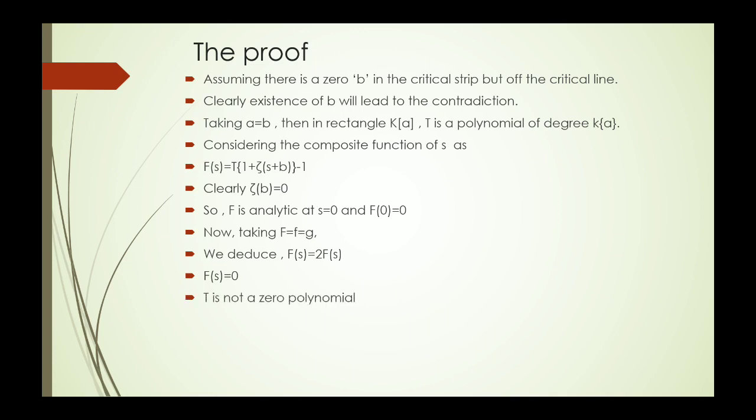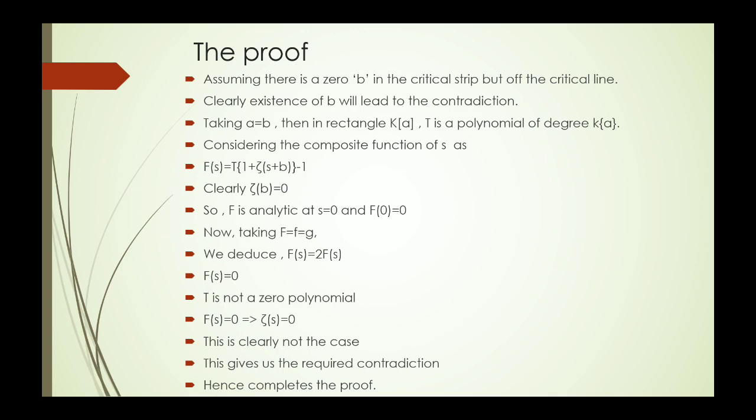Moving on, now he next deduced that T is obviously not a zero polynomial, so it is invertible in the field of meromorphic functions. Now, this particular expression that f of s equals 0 gives us the identity that the zeta of s is also equal to 0, but this is clearly not the case. So this gives us the required contradiction and hence completes the proof.